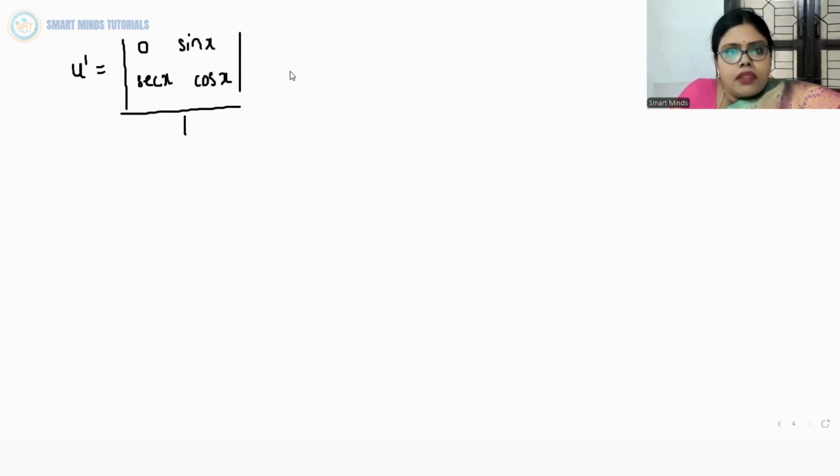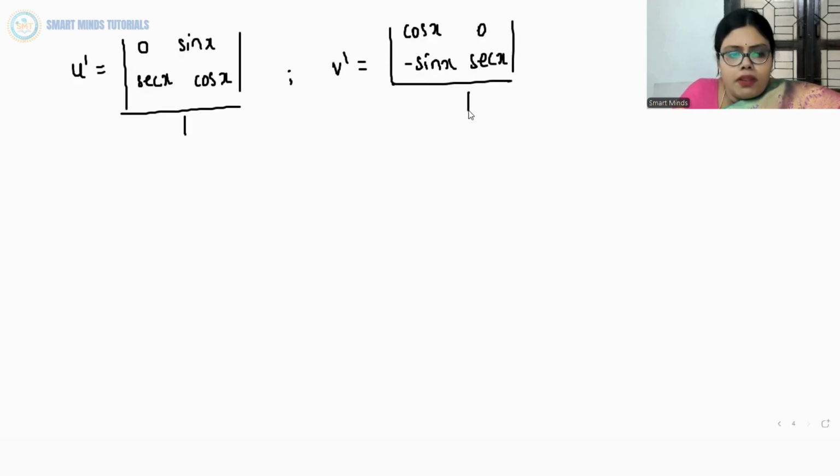Now we will substitute the values. You see how I am finding u dash. So u dash is the determinant of 0, y2 is sin x, then q of x by a2 is secant x, y2 dash is cos x, divided by 1. And how do you get v dash? First we have cos x, then 0, then minus sin x, and then secant x, divided by 1.